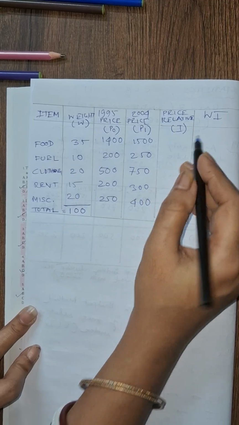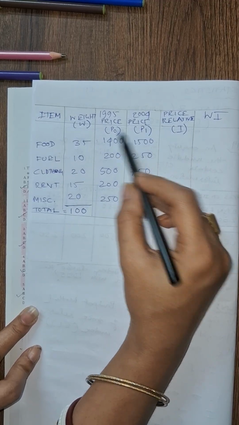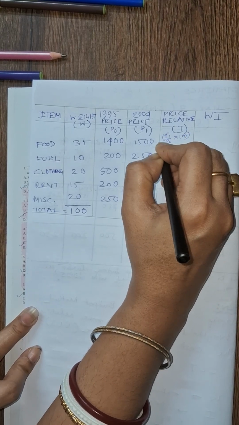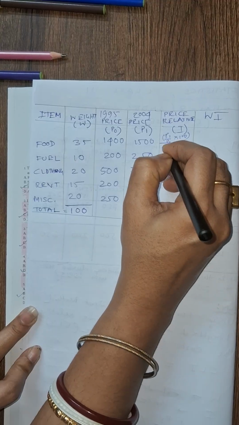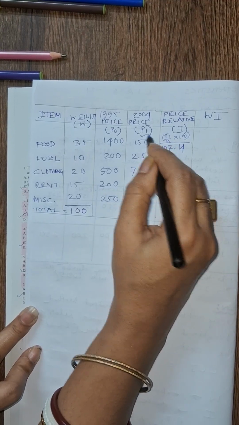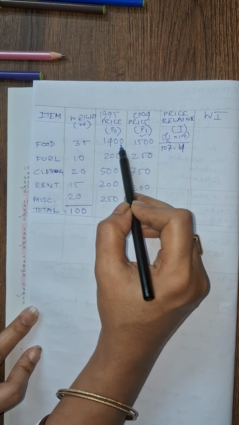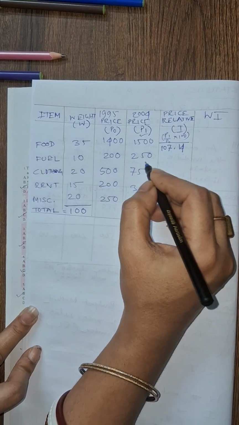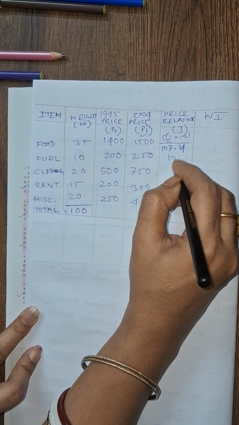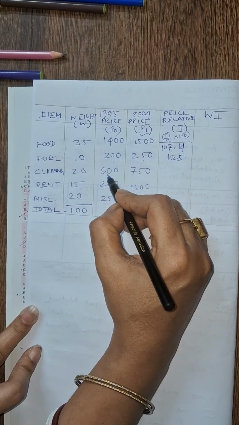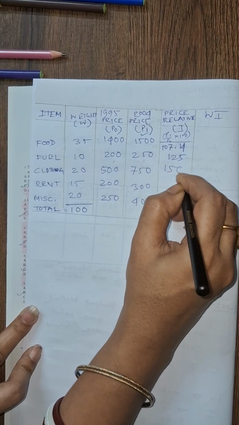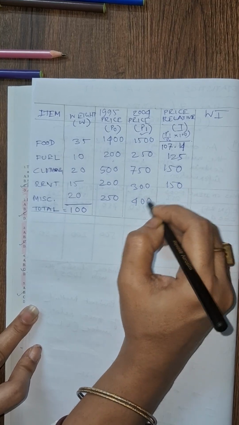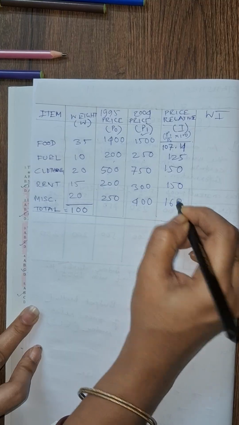Now the price relative, we have done this, is P1 by P0 into 100. So what will be the values? The first value will be 1500 divided by 1400 into 100, so calculating it, we get 107.14. Next one is 250 by 200 into 100, so it is 125. Next value, 750 by 500 into 100, which is 150. Next, 300 by 200 into 100 is 150. And the last one, 400 by 250 into 100 is 160.